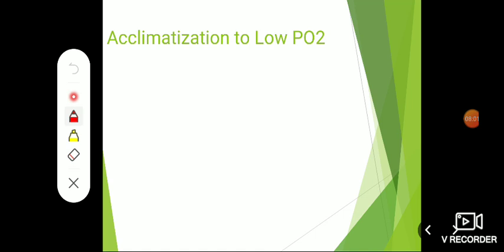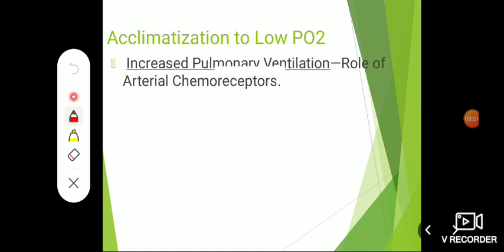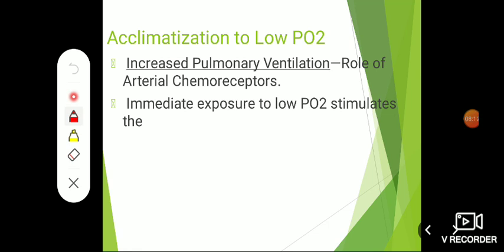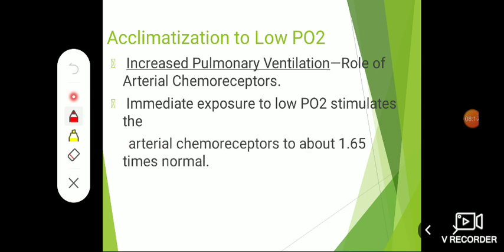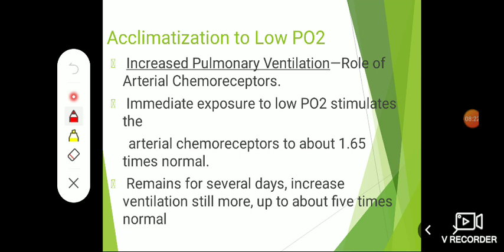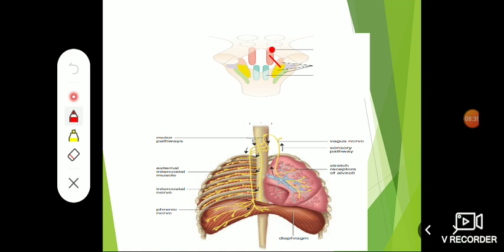The first change of acclimatization to low partial pressure of oxygen is increased pulmonary ventilation. Here there is a role of arterial chemoreceptors. Immediate exposure to low partial pressure of oxygen stimulates the arterial chemoreceptors to about 1.65 times normal. If it remains for several days, it increases ventilation still more, up to about 5 times. By increasing the ventilation, we are able to increase our partial pressure of oxygen inside by taking in oxygen so many times. This is the basic phenomenon.